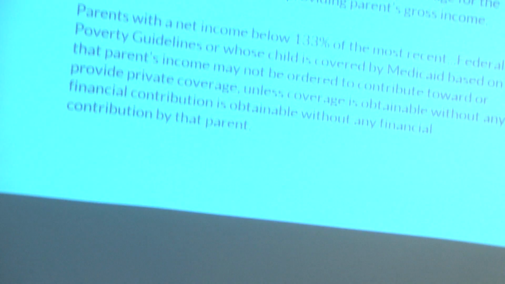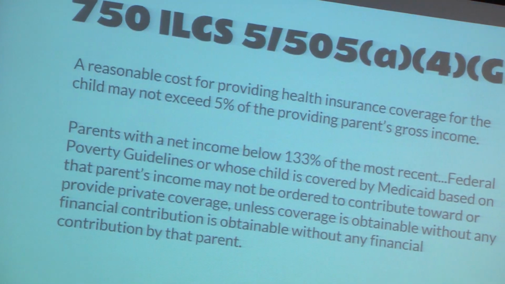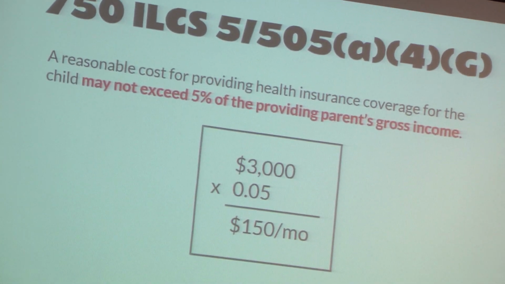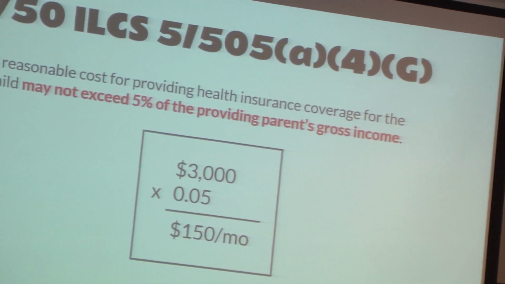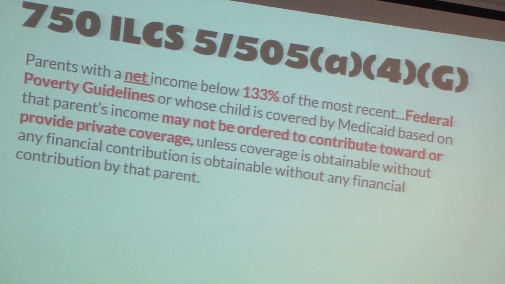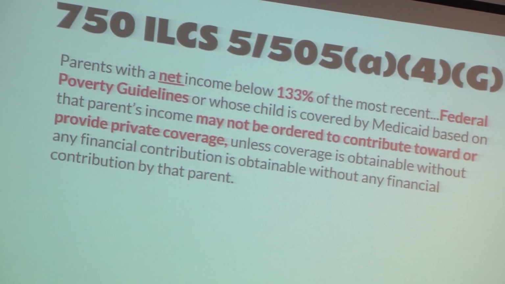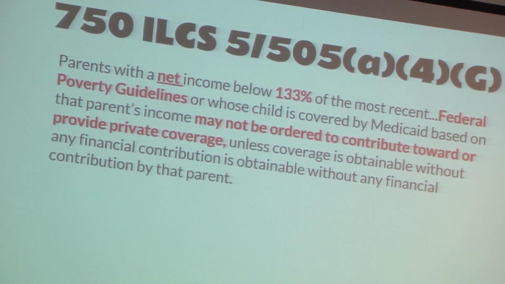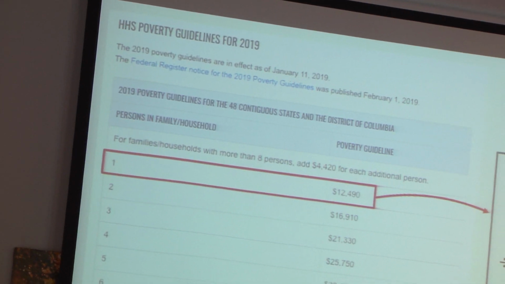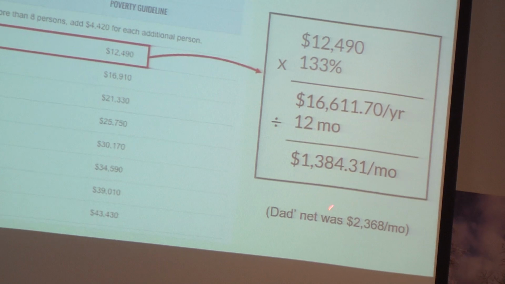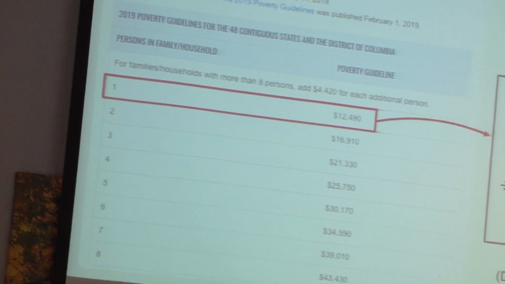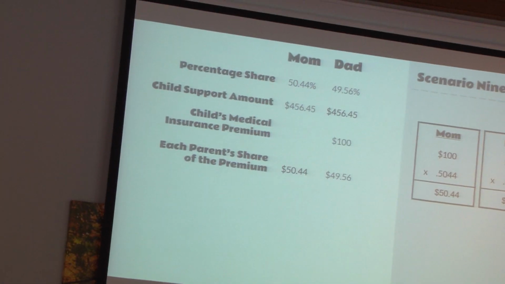First thing you need to think about is the amount of health insurance the person is providing. Is it a reasonable cost? There's something in the statute to tell you exactly how to do that. It's 5% of your gross. So if the cost of health insurance for the payor is more than 5%, you have an argument that it's an unreasonable cost. Also, if the person's net income, net is important here because the last time we used the poverty guidelines, it was gross. If net income is less than 133% of the federal poverty guidelines, so that's about $1,400 a month. In this scenario, dad's income is about $2,300 a month. If he's below that point, the statute says he should not contribute to health insurance. So take those two numbers to heart.